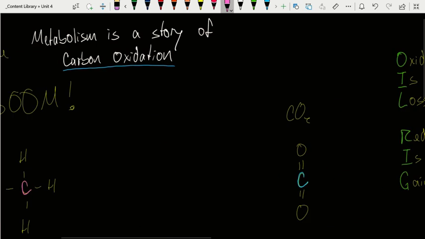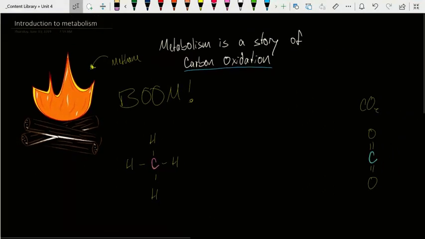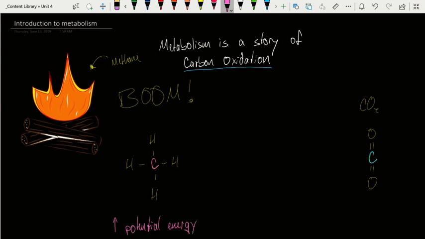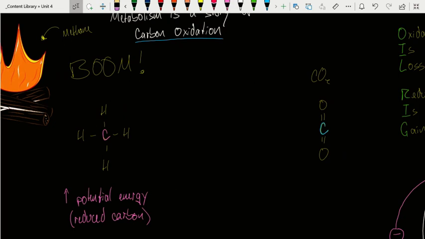Well, remember, metabolism is the story of carbon oxidation. As we go back and we compare these two molecules that we have, we've got carbon dioxide, we've got methane. Do you now see the difference between the carbon in methane and the carbon in carbon dioxide? Methane, very high potential energy. Why? Because this carbon is reduced. We compare that with carbon dioxide. This is low potential energy because that carbon is completely oxidized.